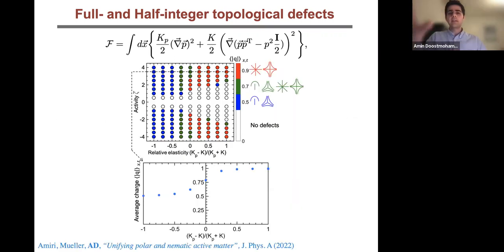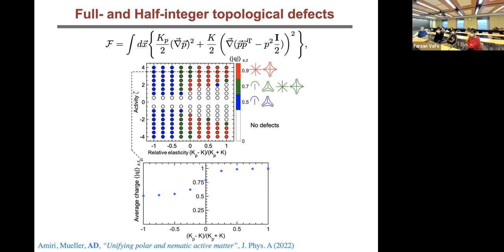And indeed, if you look at it, one can draw a phase diagram of the system based on the activity and what I call relative elasticity. If we have the polar elasticity dominating, the system shows only full integer defects. Nematic elasticity shows half integer, but we have these very interesting regions where we have the coexistence. This also one can see from the charge. If I look at one line here, charge 1 corresponds to full polar, charge half full nematic, but we can have also this coexistence. This is also something we don't understand very well, and it's something we are working on at the moment, how this coexistence can occur.